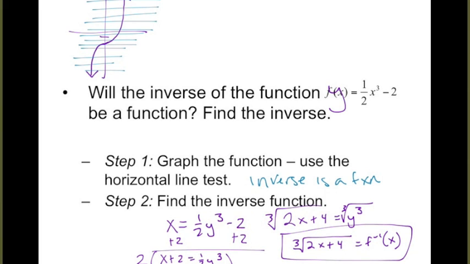And then again, just switching our inverse back to how we started. Since we didn't start with y's, we probably shouldn't end with y's. And this is the inverse of the original f. So we do that little -1 notation.